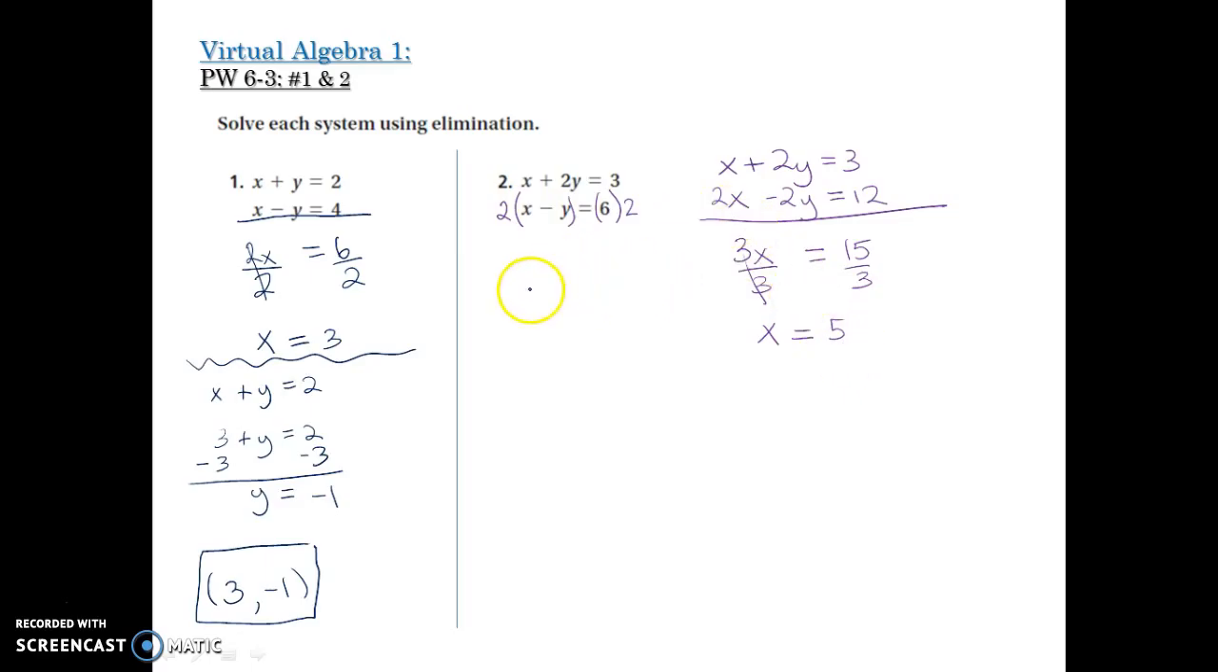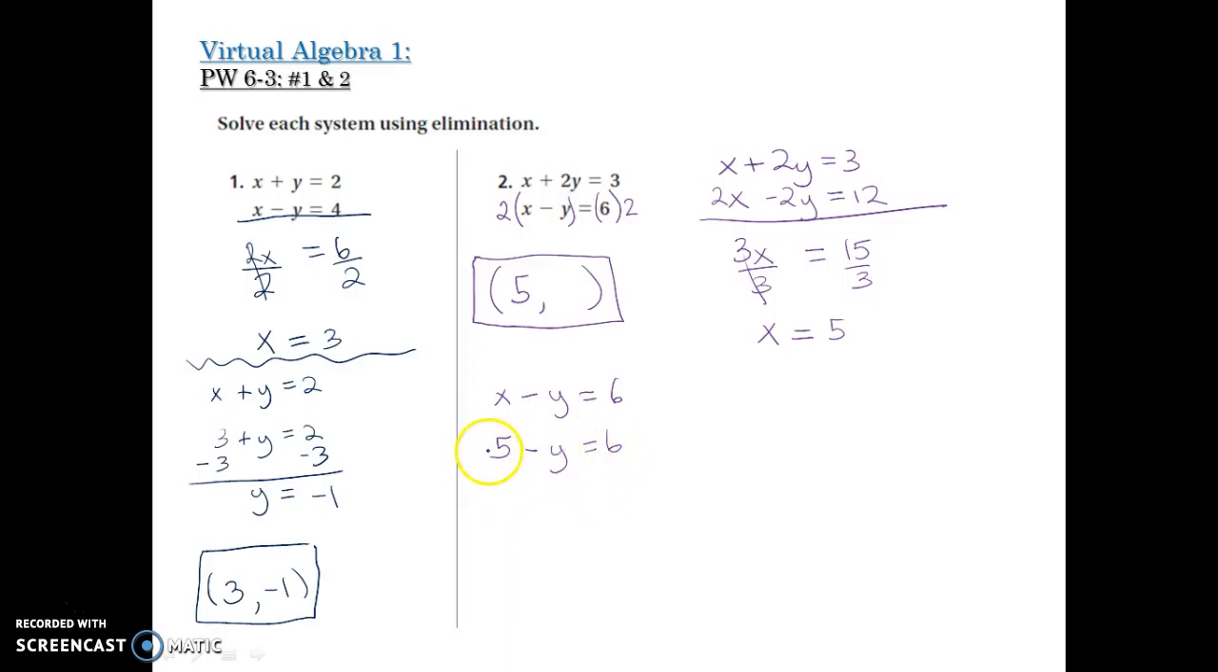But that's only half of my solution, remember? My x value is 5. I need to find my y value in order to be done here. So all I need to do is plug the 5 in for x in one of these equations. So I think I'll pick the original bottom equation, x minus y equals 6. I'm going to substitute a 5 in for x. 5 minus y equals 6.